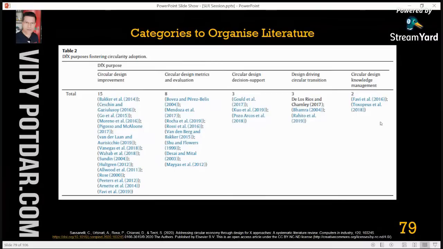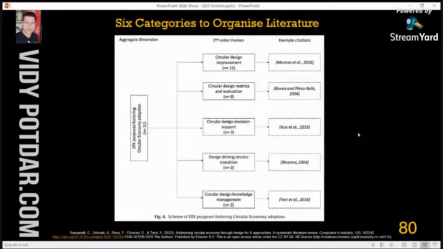So this slide now shows all the 5 categories. The literature is grouped into 5 categories here, and the number of papers in each category is listed, and they have also listed the citation for each paper in each of these categories. This shows the graphical way of representing the same information.